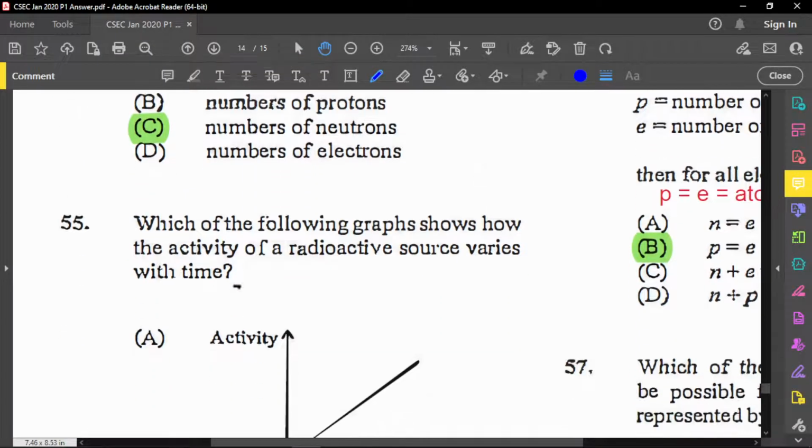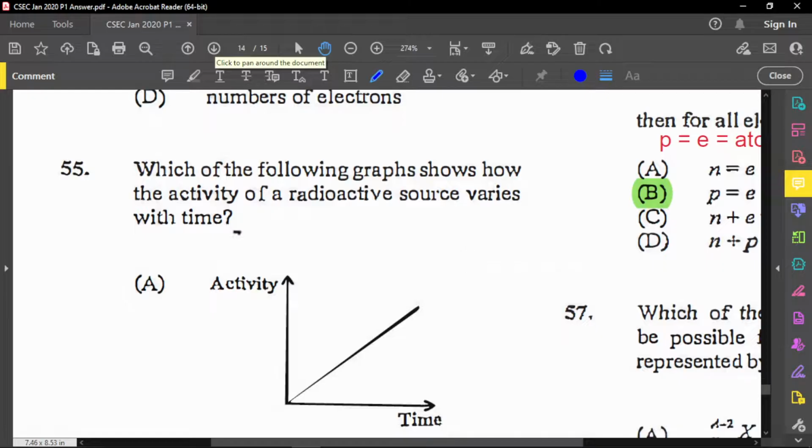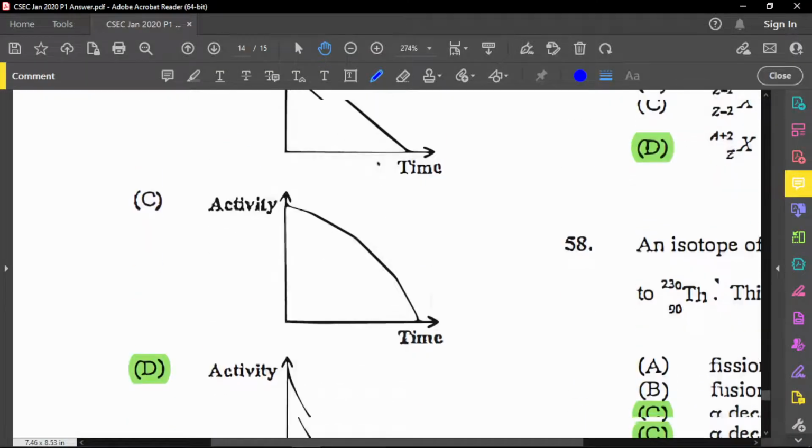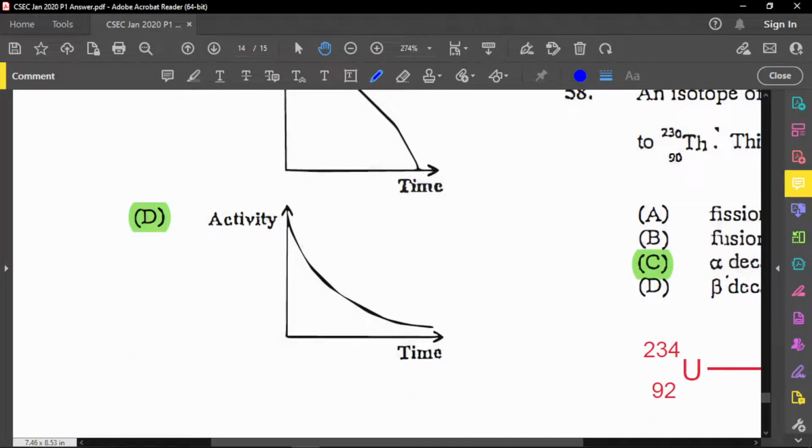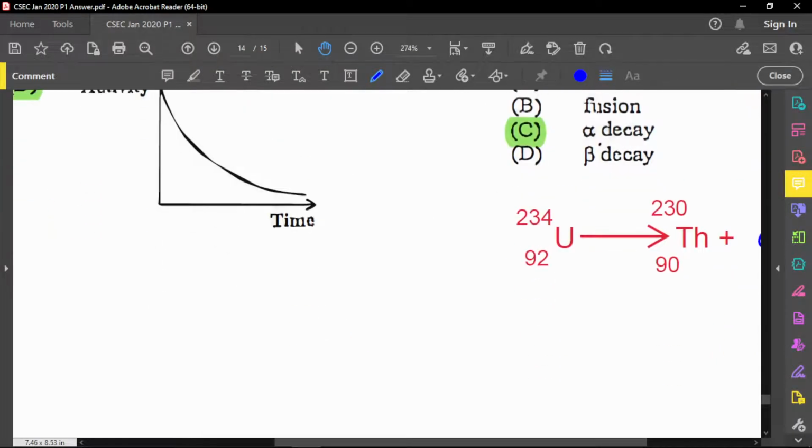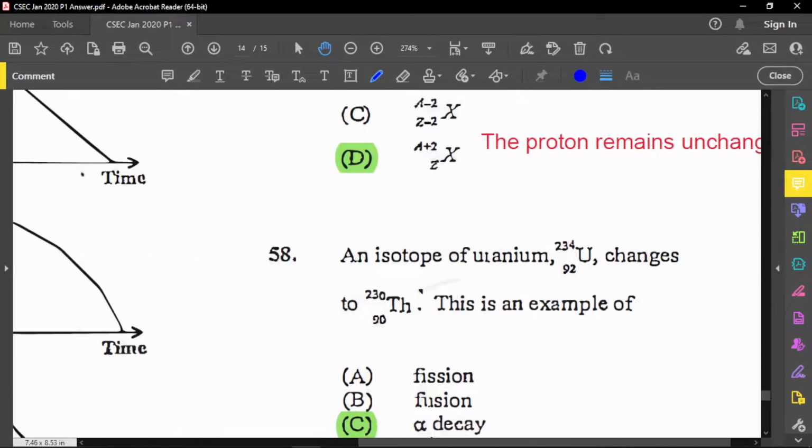Number 55 is: which of the following graphs shows how the activity of a radioactive source varies with time? This is also a repeat question. I remember this question vividly. And so D is the correct answer. That's a half-life graph. All right, and so definitely. The next question, which is question number 56.